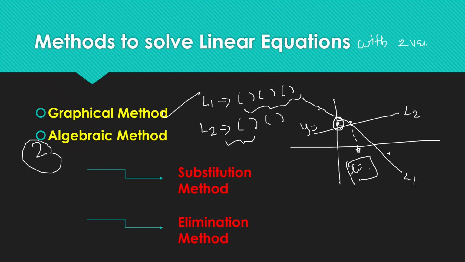What is the first method? Through graph we are going to solve, and the second method is through the algebraic, that means through calculation also we can find the solution for the unknown variable. So again, this algebraic method is of two types. One is the substitution method and another one is the elimination method. We will see all these methods in a separate video in detail.